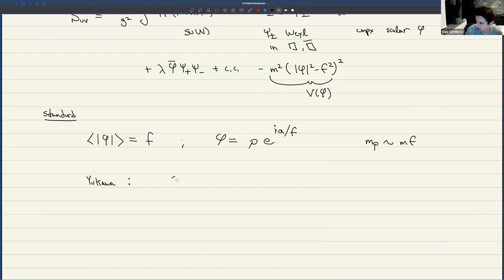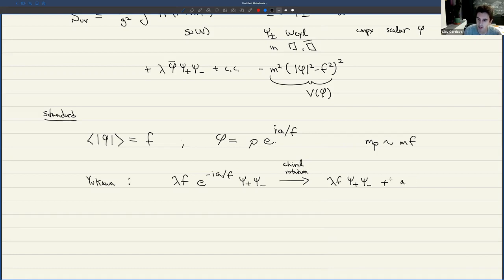This gives us lambda F e to the minus I A over F psi plus psi minus plus complex conjugate. Now, the trick is that you do a chiral rotation on the fermions, and by that you can remove the e to the A over F term, this exponential interaction. So you can just get this to be this form. But you pay a price because this chiral rotation is anomalous.